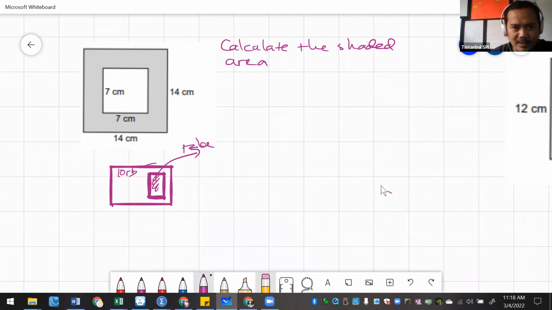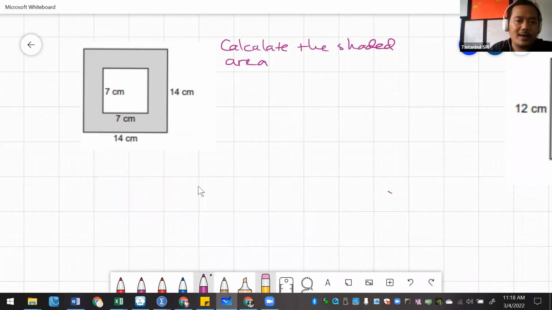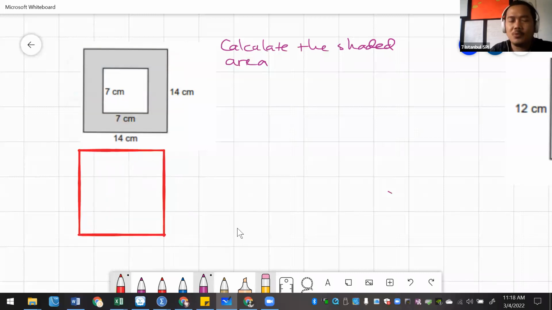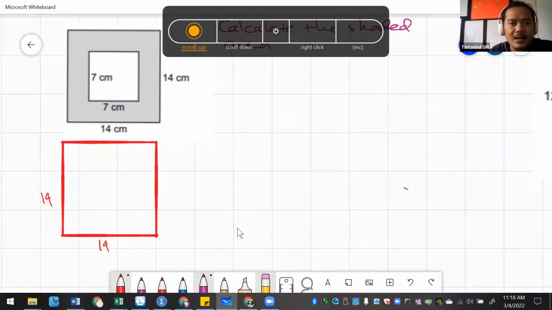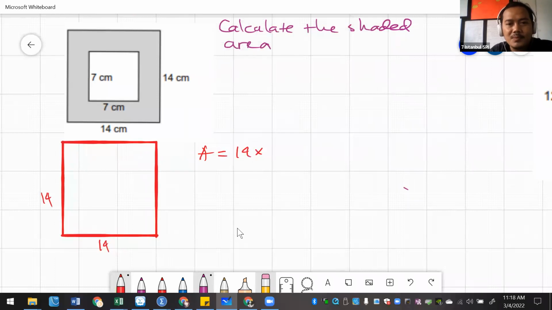Okay, I'll draw it. I'm going to draw it again for you. Here we go, I'm going to draw a square: 1, 2, 3, 4. So you have this square, and the side length is 14 by 14. Which means the area of this square is 14 times 14, which equals 196. Originally, this was the whole area.